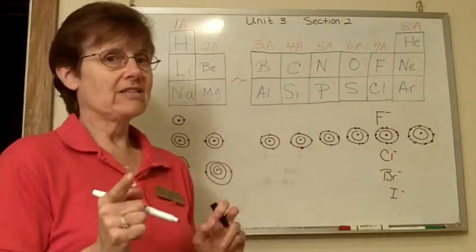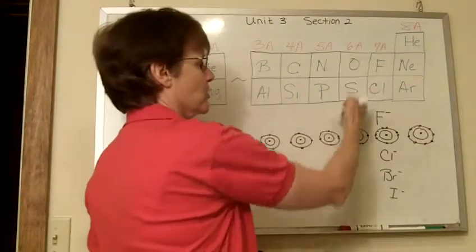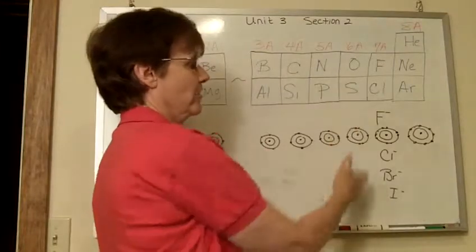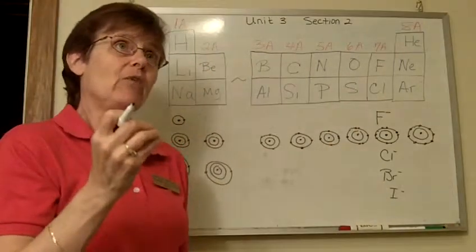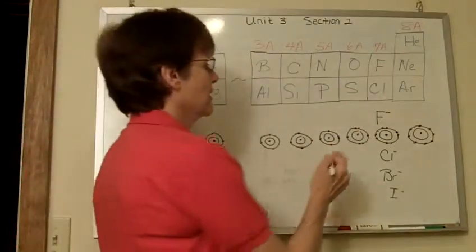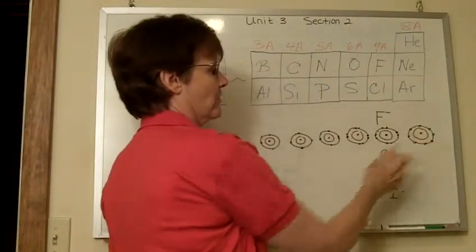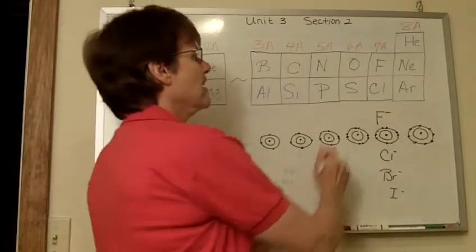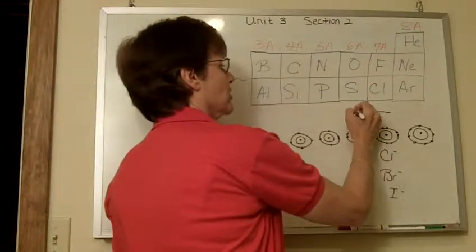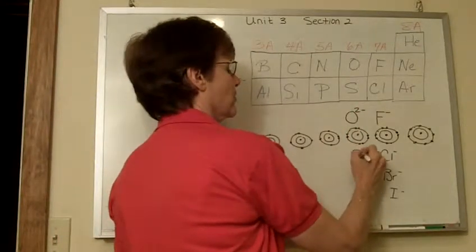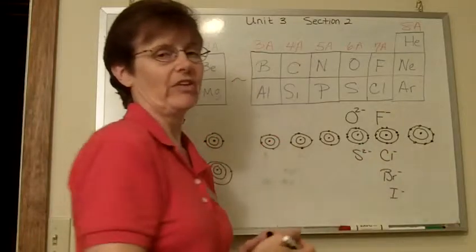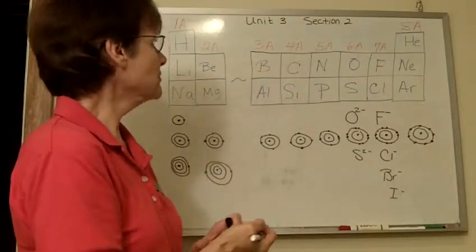So let's use that same kind of thinking and see what's going to happen to oxygen and sulfur and everything below it. Now we need to gain 2 electrons. So if they gain 2 electrons and they have the same electron configuration as the noble gas, then that would make it oxygen 2 minus, sulfur 2 minus, and so forth as you go down the periodic table.